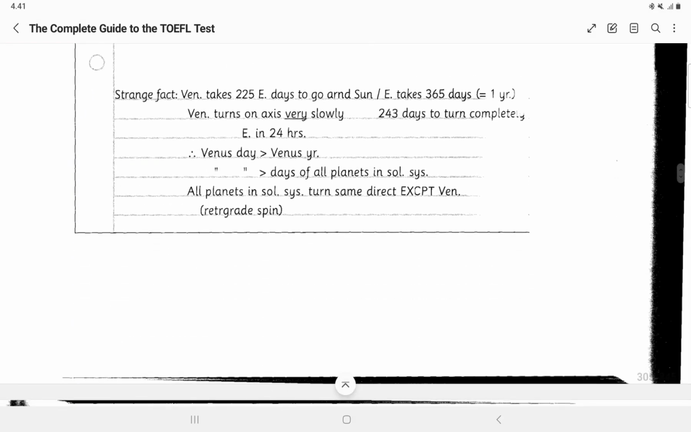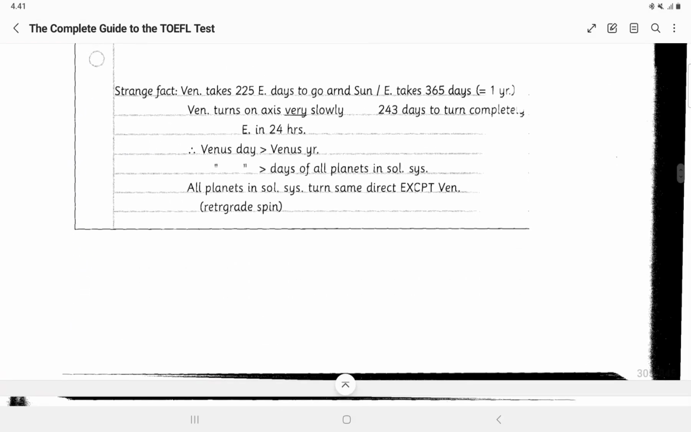Okay, now here's a really strange fact about Venus. It takes Venus only 225 Earth days to go around the Sun, as opposed to the Earth, which of course takes 365 days, what we call a year. But Venus turns around on its axis really slowly. It takes 243 Earth days to spin around completely. The Earth takes, you guessed it, 24 hours. This means that a day on Venus is longer than a year on Venus.